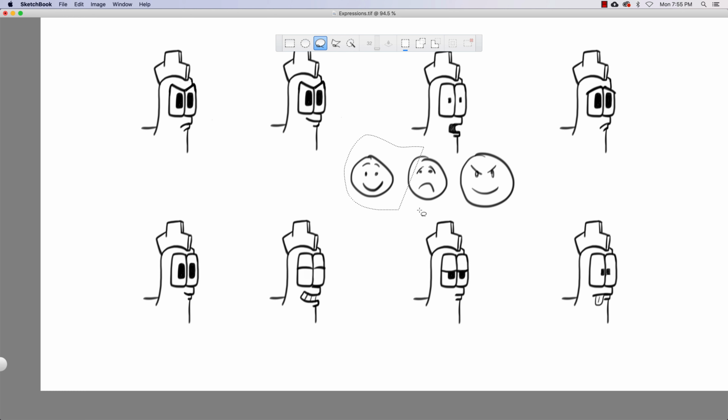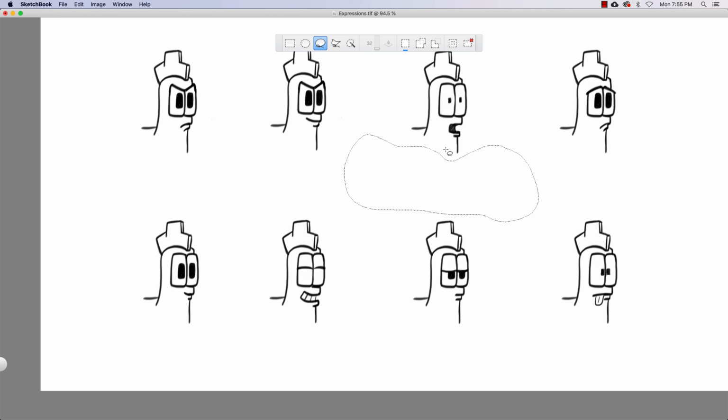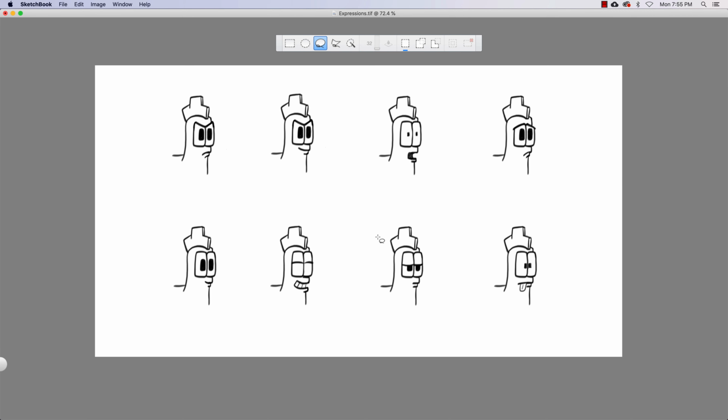All right, that's just a quick lesson for today. Take those expressions and put them onto your cartoon character designs and see what happens.